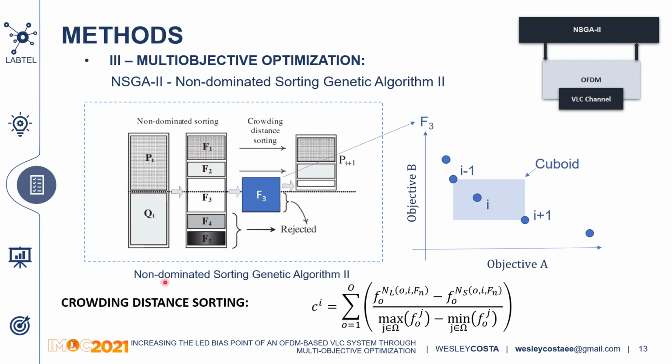If the non-dominated sorting stage gives us more solutions than was established by the parameterization of this algorithm, we need to use the crowding distance sorting that will rank the solutions by their distance. And then we can have a diverse set of solutions using this equation. And then we need to reject the solutions that exceed the number of solutions that was established at the start of the algorithm.